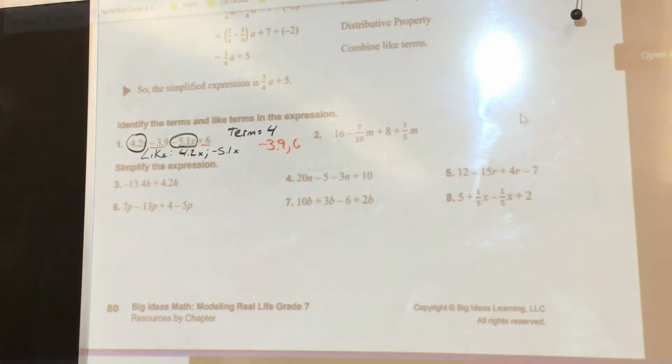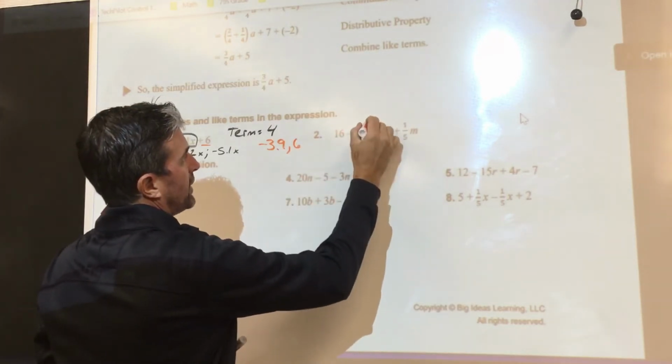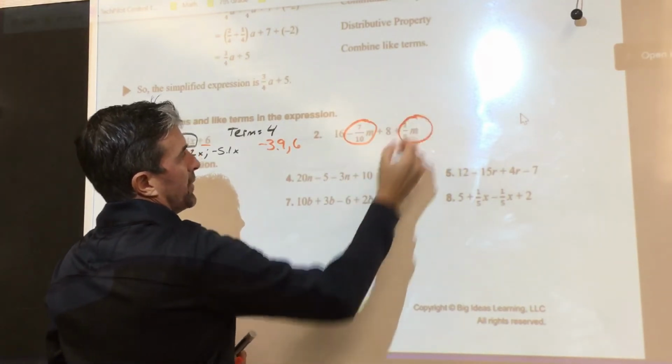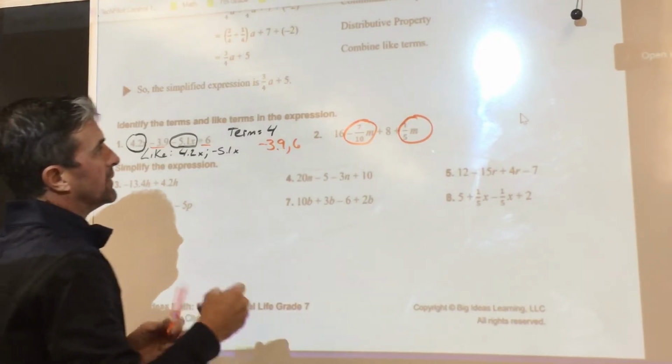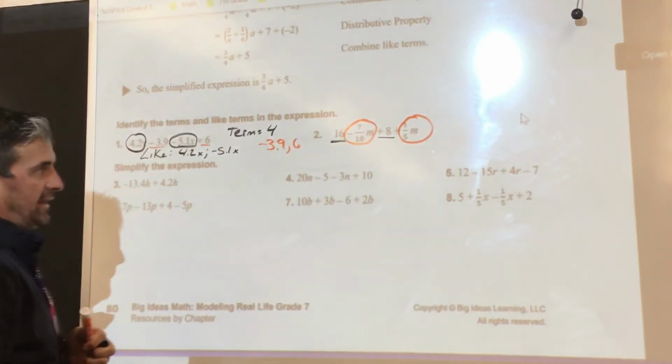Okay. This one, we would have 1, 2, 3, 4 again. Our terms, negative 7m and positive 1.5m. And then the constants are 16 and 8.